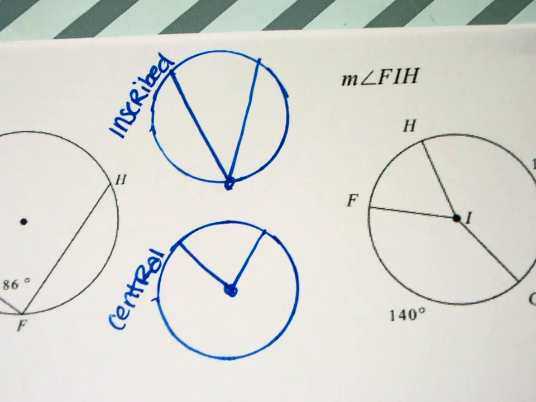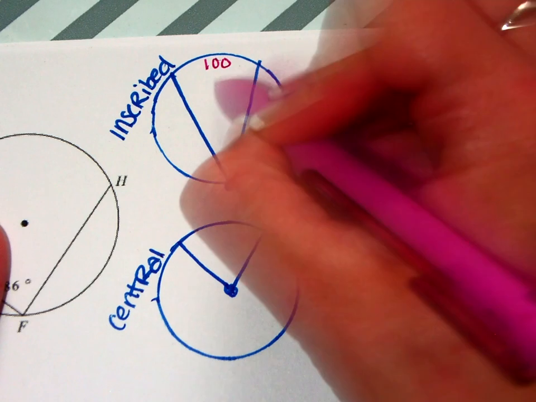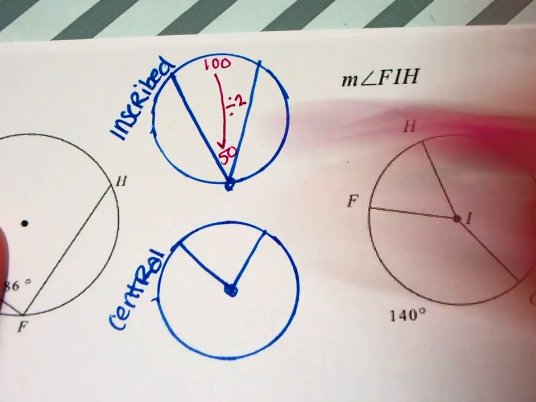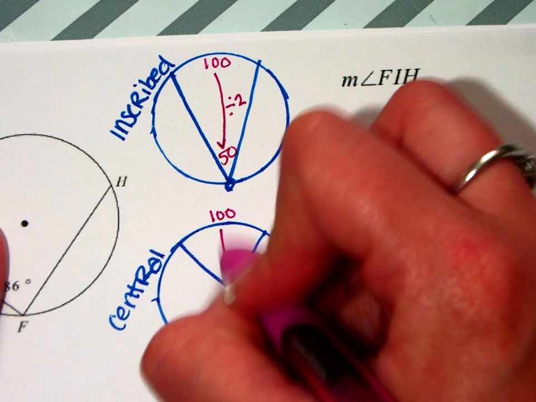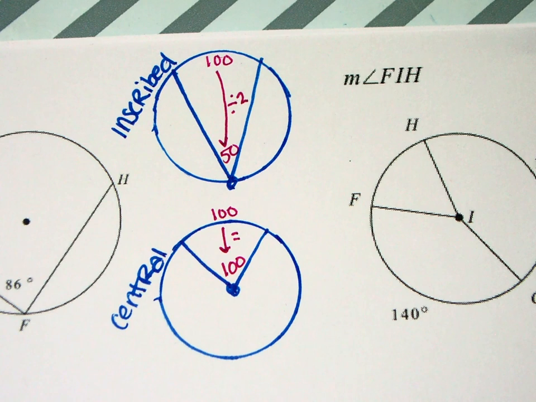Let's go ahead and talk about angle measurements. Depending on the type of angle, the measurement of the angle changes based on the arc. If an arc is 100 degrees, the inscribed angle is half, so my angle would be 50. However, if the angle is central, then the angle is equal to the arc. So inscribed is half, central is equal.